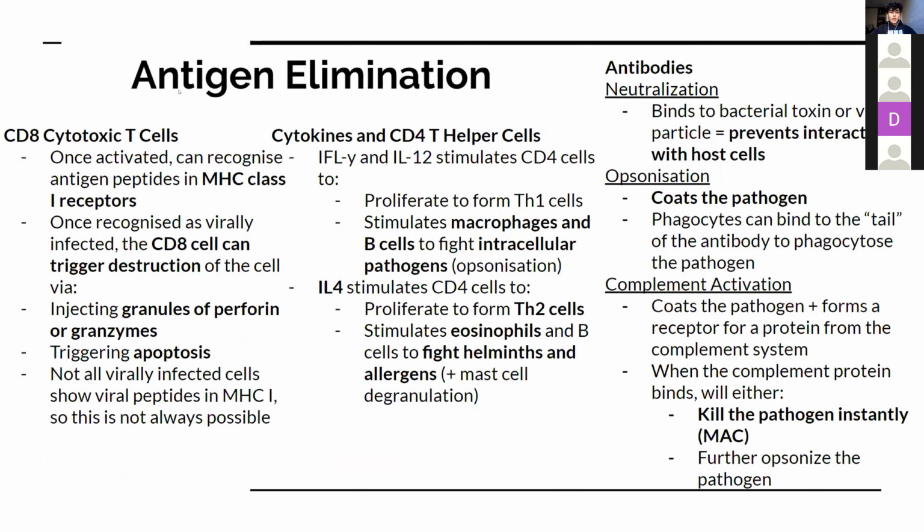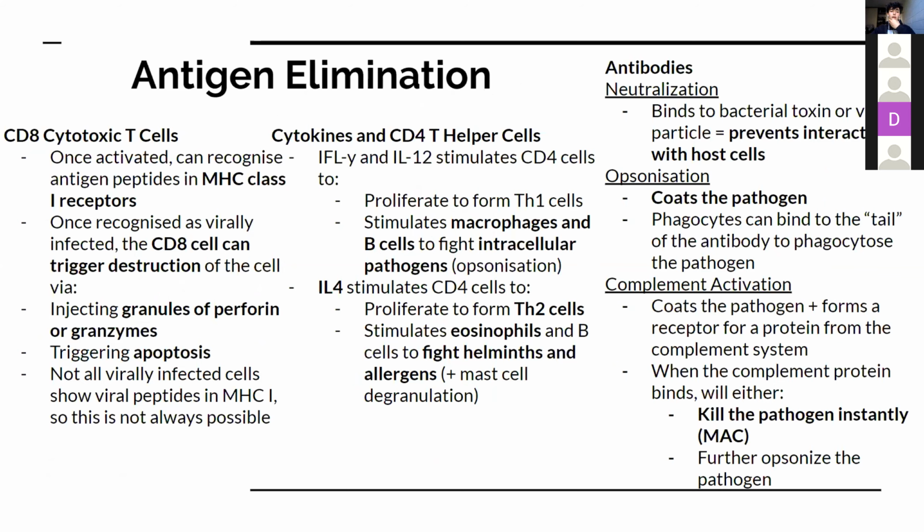Now antigen elimination. This is effectively killing the pathogen. CD8 cytotoxic T cells, once activated, can recognize antigen peptides on MHC class 1 receptors. Once they've recognized a cell, the CD8 cell can trigger destruction of the cell by injecting granules of perforin or granzymes. These trigger apoptosis and effectively punch holes in the cell membrane to kill the virally infected cell.